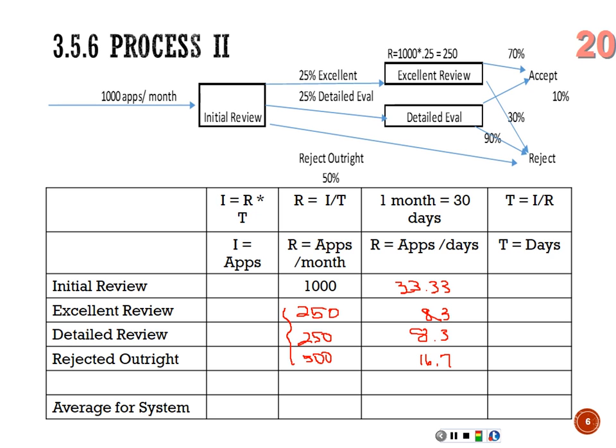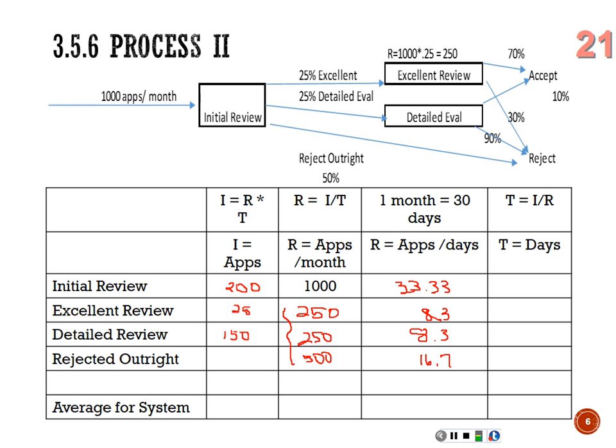So there are still 1,000 applications per month, and they all go through that initial review process. However, after they complete the initial review, 25% go through excellent, 25% go through detailed, and 50% are rejected outright. So now we know throughput at each activity. The problem then tells us that we have 200 in inventory at the initial review. So I know that I've got 200 in inventory here. So again, at a snapshot in time, we've just looked and said, well, how many do we have here? And I have 25 with the excellent review, and I have 150 with the detailed review.